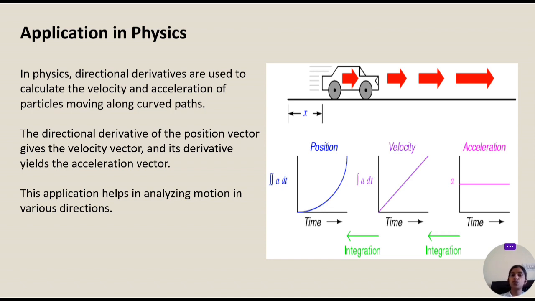So here it is mainly used to determine the velocity and acceleration, especially when the particle is covering a curved path. So the direction gives the velocity and the derivative gives the acceleration. So at a time you can find both velocity and acceleration, keeping the position of an object. In this example you can see the position of the object is moving in a curved path with respect to time, and the velocity is in a straight line, and the acceleration is horizontal, which is parallel to the time. So in this way we can determine both acceleration and velocity keeping the position.